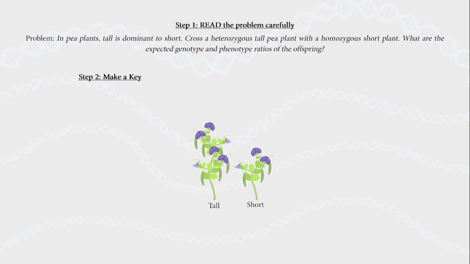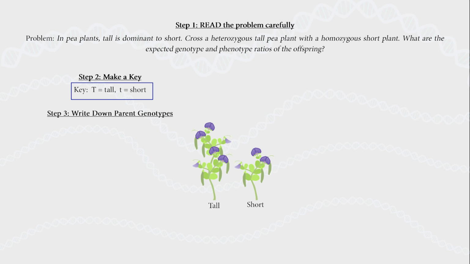Step 2. Make a key. Remember, in genetics problems, we use letters to represent alleles. A key tells us what each letter represents so we don't forget. Since tall is the dominant trait, we use capital T for tall. That means short, the recessive trait, gets a lowercase t.